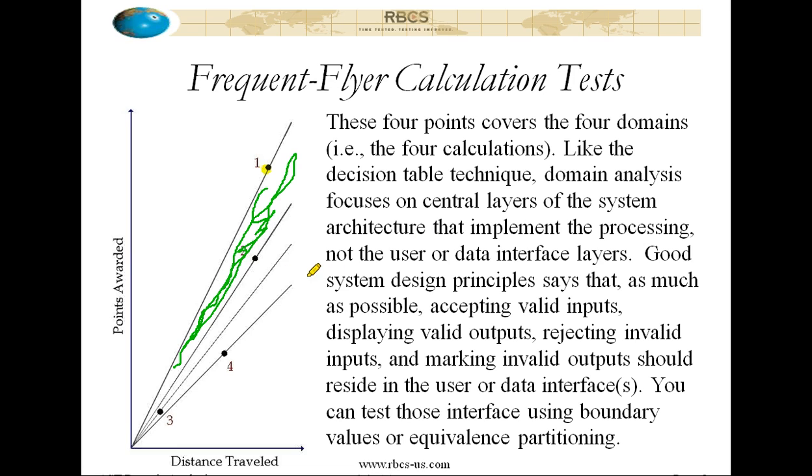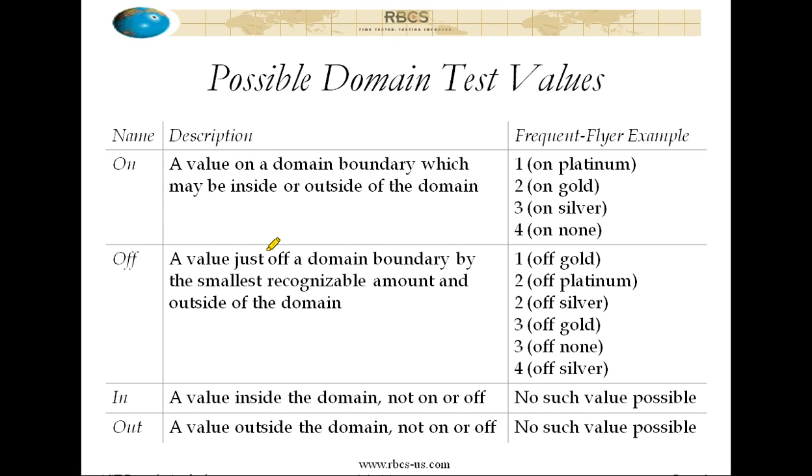Similarly, 2 is an on value for gold because we're on the boundary. If we weren't in gold, we'd be either in platinum or in silver. And then 3 is an on value for silver. If we weren't in silver, if we had a few more miles, we'd be in gold, and if we had fewer miles, we'd be in none. And then 4 is an on value for none, because if we had more miles, we'd be up in silver. Okay, so that's the on value. It's right on the boundary. Could be inside or outside of the domain. In this case, the ons are inside of the domain.